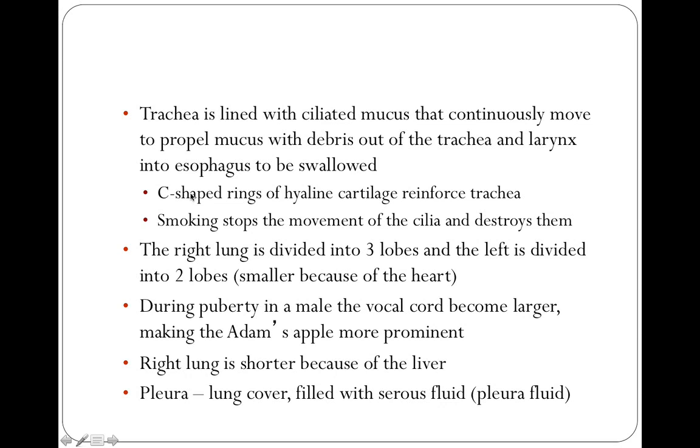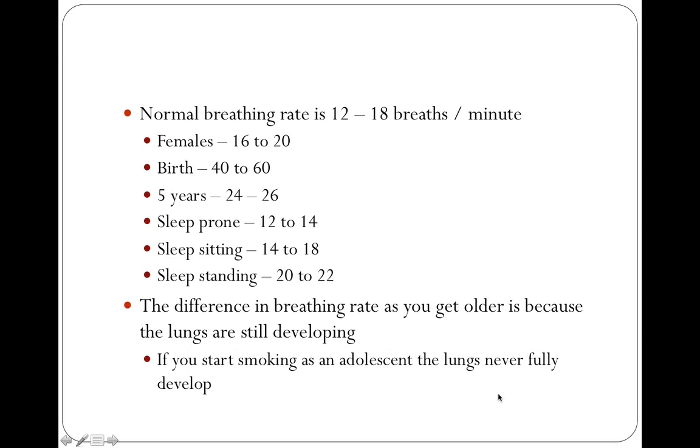The trachea does have C-shaped rings of hyaline cartilage, and you can feel those. It also contains cilia inside the trachea and inside your lungs. If you smoke, that cilia will be destroyed. During puberty, the male's vocal cords are going to become larger, and that makes that Adam's apple stick out more. The right lung is shorter because of the liver, and then your pleura is also your lung cover, and we've already done that for several chapters now.